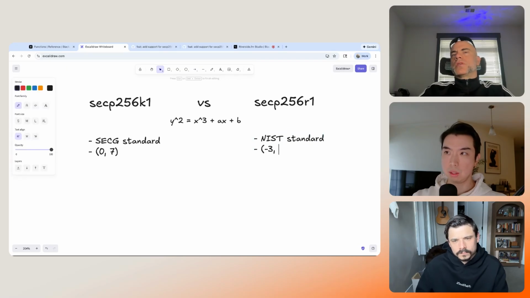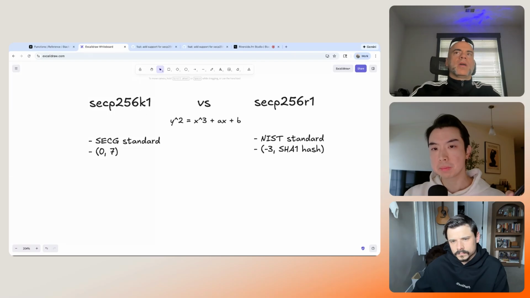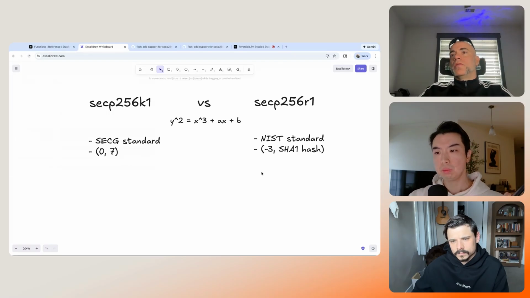And then the B value is a little more complicated. What they did was they took a series of bytes and they hashed those bytes through SHA-1 and converted that to an integer. And that's what B is. So it's the SHA-1 hash of just a particular sequence of bytes. Gotcha. Okay. And that, when we segue into the next section, will be very relevant.